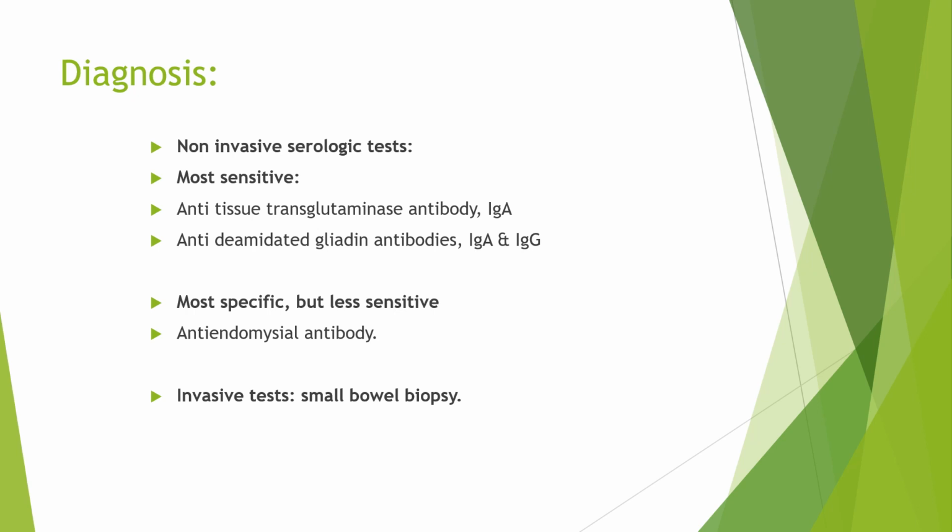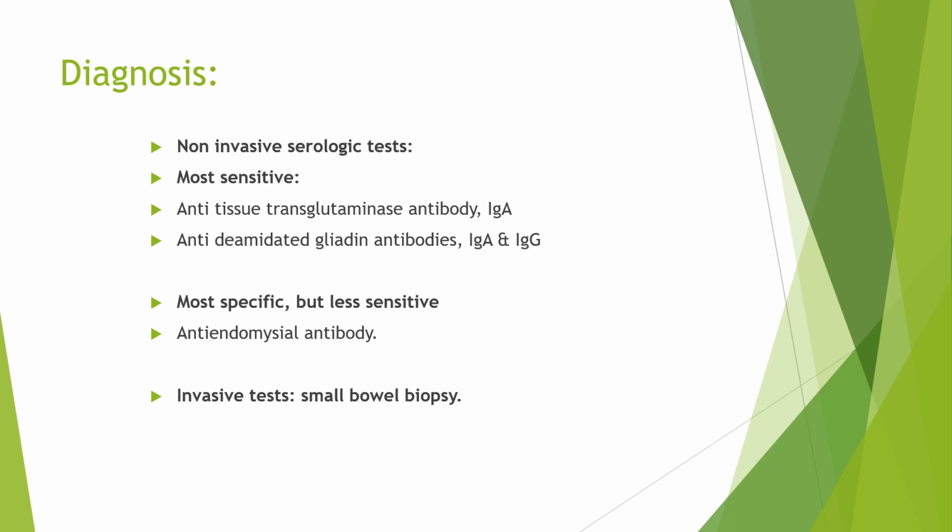We start with non-invasive tests, which are the serologic tests to detect the antibodies. We have sensitive antibodies and we have specific antibodies. The most sensitive antibodies are anti-tissue transglutaminase antibody, which is an IgA antibody in the blood, and the anti-deamidated gliadin antibodies, IgA and IgG. But these are sensitive but not specific. The more specific one is the anti-endomysial antibody, but its problem is that it's not sensitive, it's not present in all cases.